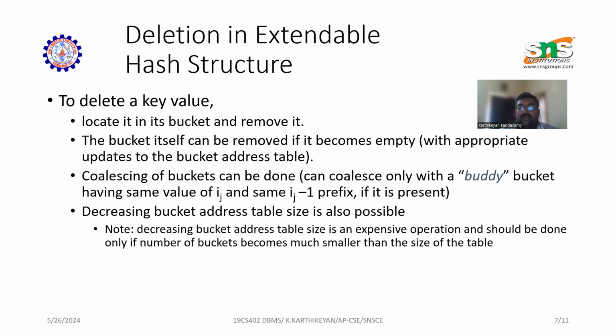To delete a key value, locate its bucket and remove it. The bucket itself can be removed if it becomes empty, with the appropriate entry in the bucket address table updated. Coalescing of buckets can be done, and is possible only if the buddy bucket has the same value of ij and the same ij minus 1 prefix, if it is present. Decreasing the bucket address table size is also possible. It is an expensive operation and should be done only if the number of buckets becomes much smaller.